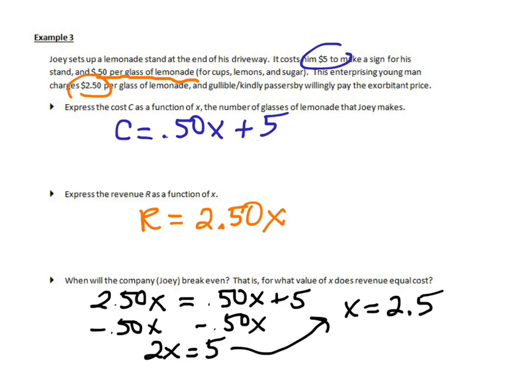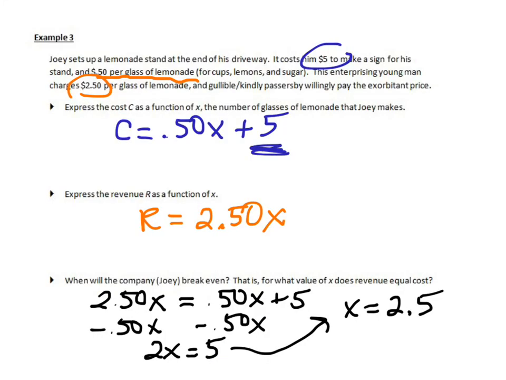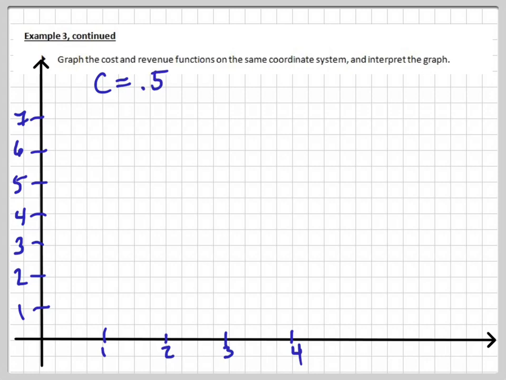All right, I can see from this cost function I have a y-intercept of 5, so I need to make it at least a 5. Okay, so let's change this. We'll go by 2's here. Okay, and then hopefully that will work. All right, so I have cost equals 0.5x plus 5, and revenue is 2.5x.